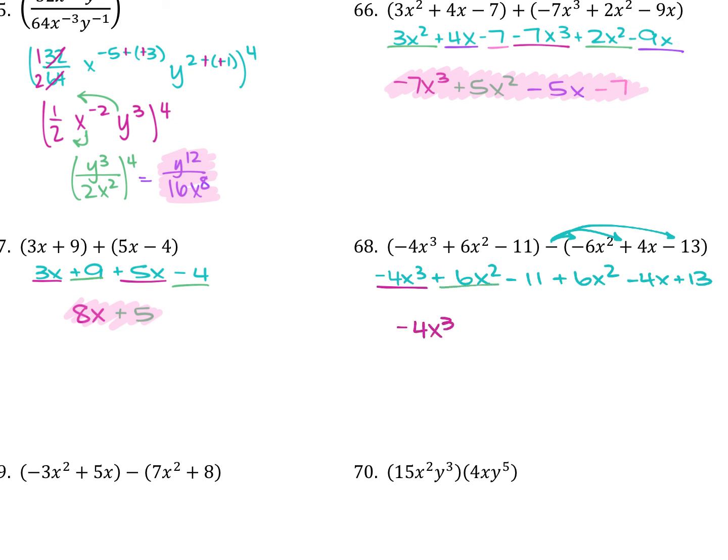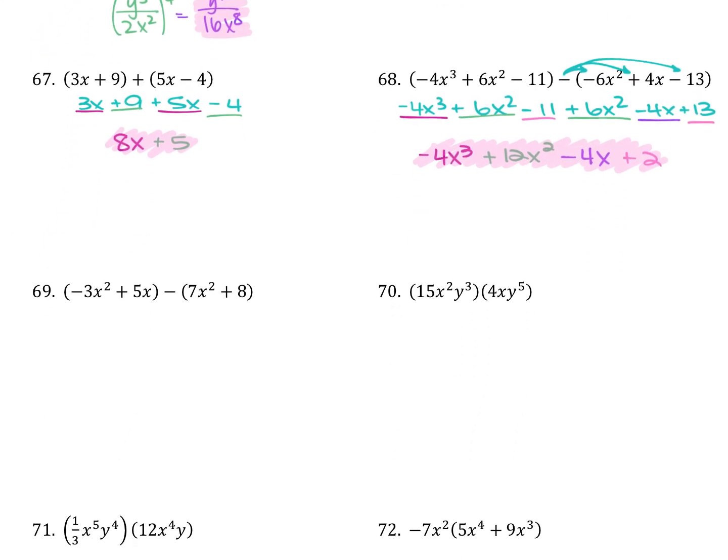Next, you have the 6x squared and the 6x squared, which give you a positive 12x squared. Next, you have the negative 4x, which is just negative 4x. And then the negative 11 plus 13 gives you a positive 2. So it's negative 4x cubed plus 12x squared minus 4x plus 2.